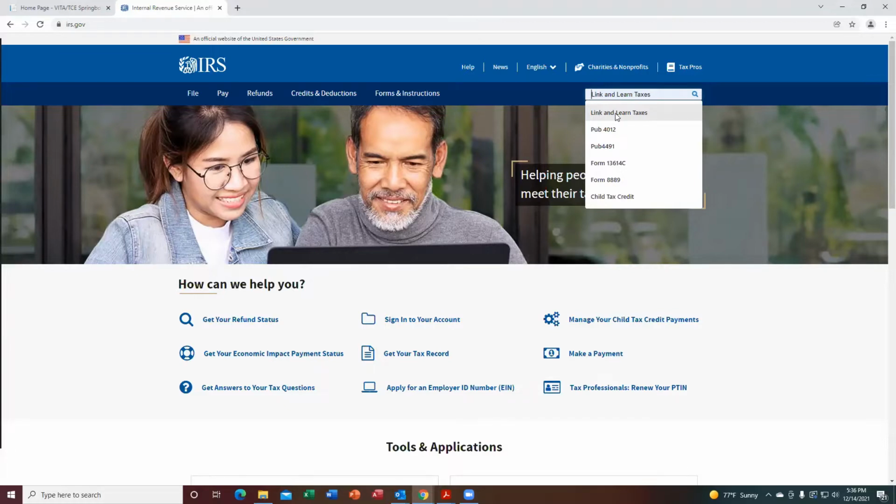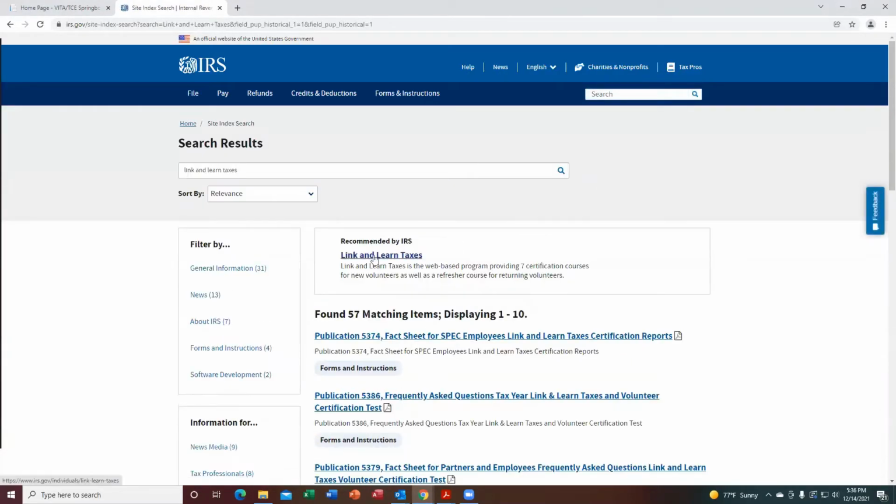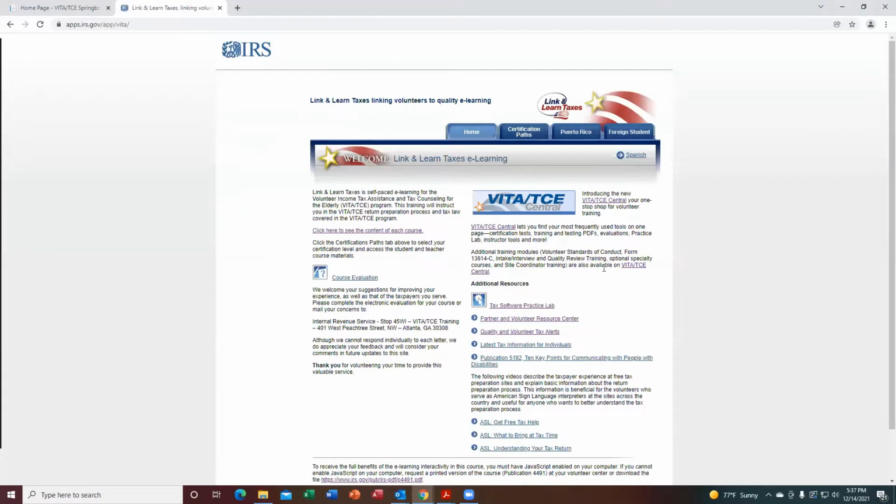So I'm just gonna click, since I already have it there. And it's just the first hit, the Link and Learn taxes. And the same thing, the same hit. I'm trying to get to the main area of the Link and Learn tax. So this is the main area.